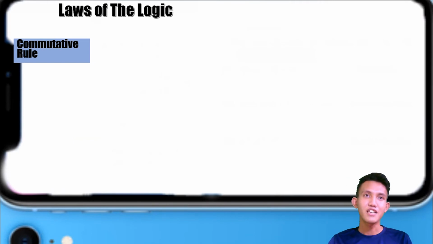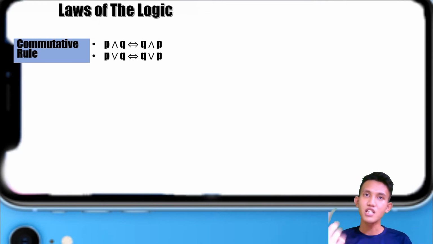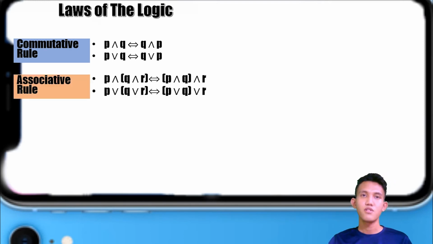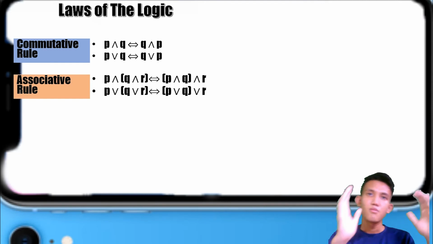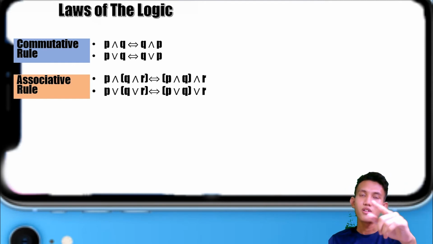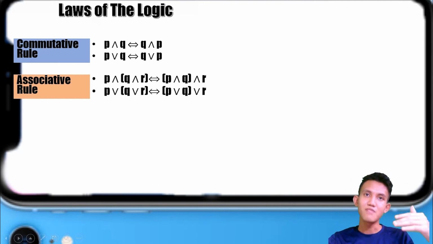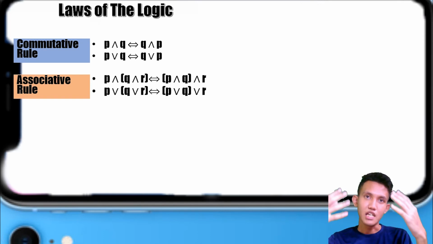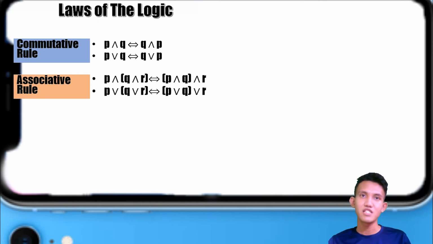The first law of logic, the fundamental one, is the commutative rule: P and Q is equivalent to Q and P. The same goes for P or Q equivalent to Q or P. The next one is the associative rule: P and (Q and R) is equivalent to (P and Q) and R. The same applies for the conjunction.